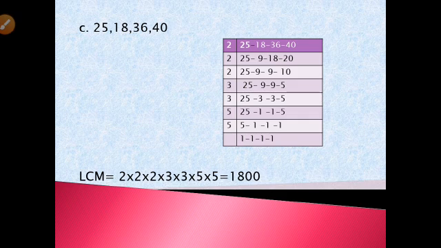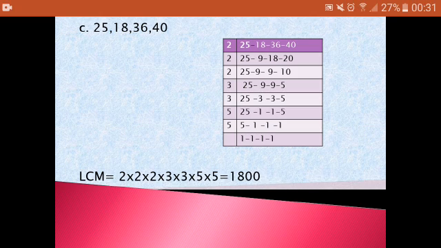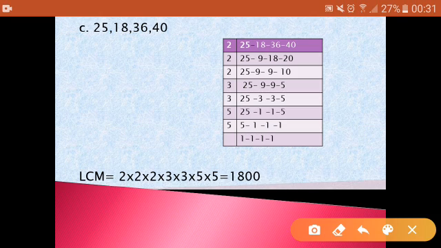So 18 and 36, they are divisible by 2. 40 is also divisible by 2. 25 does not go in 2 times table. So we are going to divide only these three numbers. Look, these three. 2 times 9 is 18. 2 times 18 is 36 and 2 times 20 is 40.